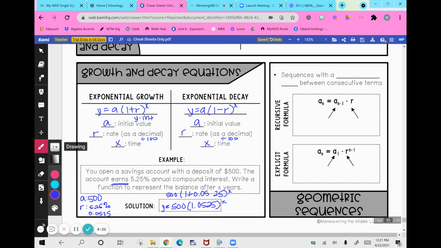And then we're not going to talk about geometric sequences right now.